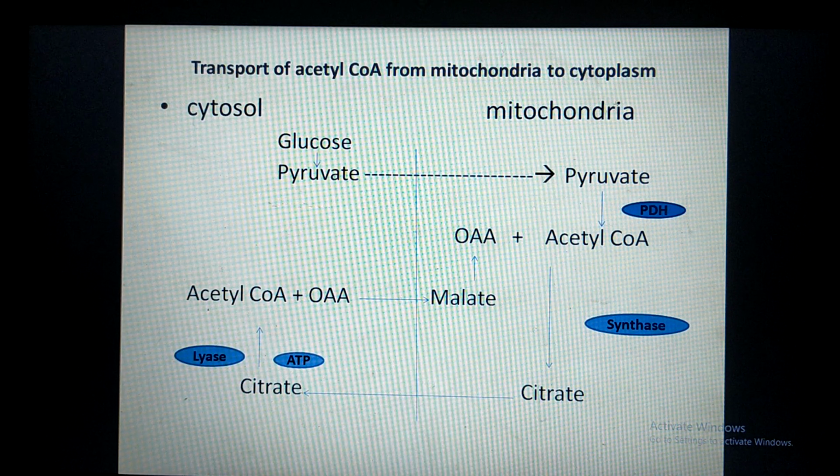Now this oxaloacetate undergoes reduction and gets converted into malate with the help of enzyme malic enzyme. And this malate crosses the inner mitochondrial membrane, enters into the mitochondria. In the mitochondria, this malate is oxidized by removal of 2 hydrogen atoms to form oxaloacetate. So in this way, the transport of acetyl CoA from mitochondria to cytoplasm occurs. Once this acetyl CoA is available in the cytoplasm, then fatty acid synthesis pathway starts.